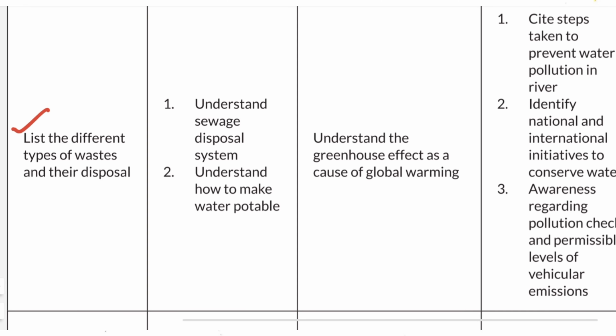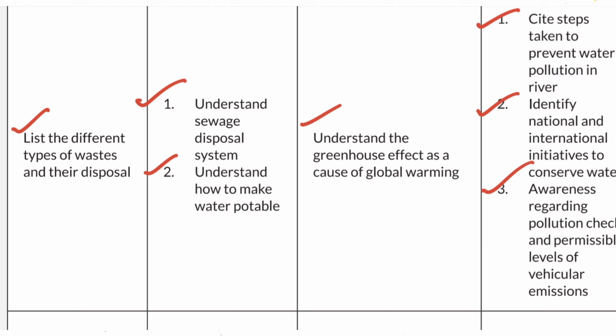Next, list the different types of waste and their disposal. Understand the sewage disposal system. Understand how to make water potable. Understand the greenhouse effect as a cause of global warming. Cite steps taken to prevent water pollution in rivers. Identify national and international initiatives to conserve water.